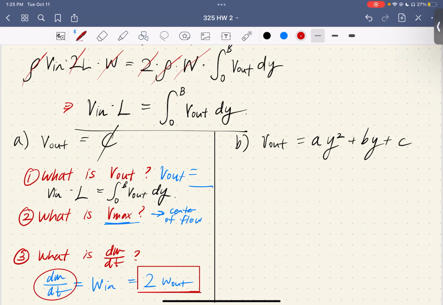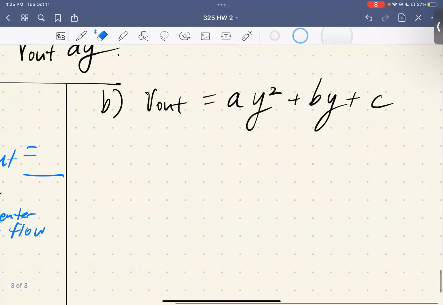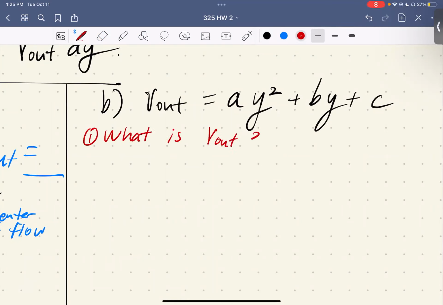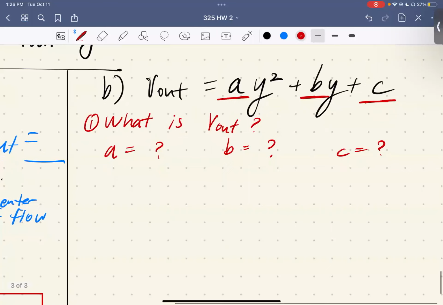Great. So let's just do the same thing over here. What is v out? Well, to find v out first, we have these coefficients that we do need to figure out. So what is A? What is B? What is C? Well, how do we figure that out? Well, we have an expression for v out right here. And all we do is just simple math.